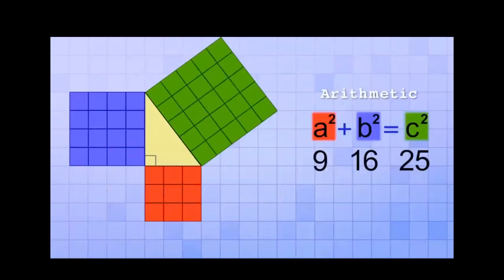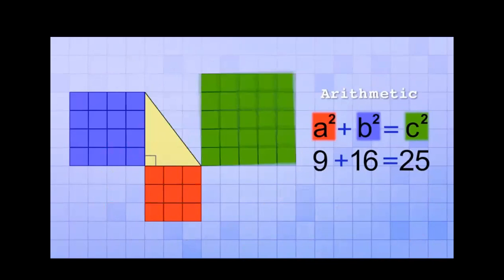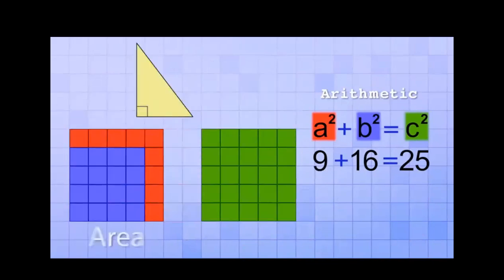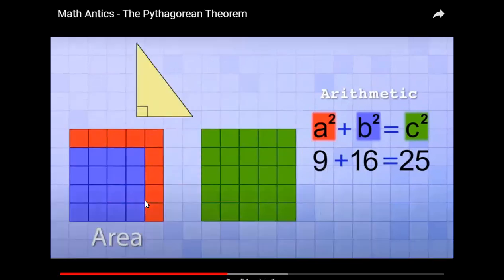On the arithmetic side, if you add up the amounts a squared and b squared, they really do equal c squared because 9 plus 16 equals 25. And with a little rearranging of our unit squares, you can see that the area of the squares formed by the two legs really does equal the area of the square formed by the hypotenuse. Wow, those ancient Greek dudes really were smart.